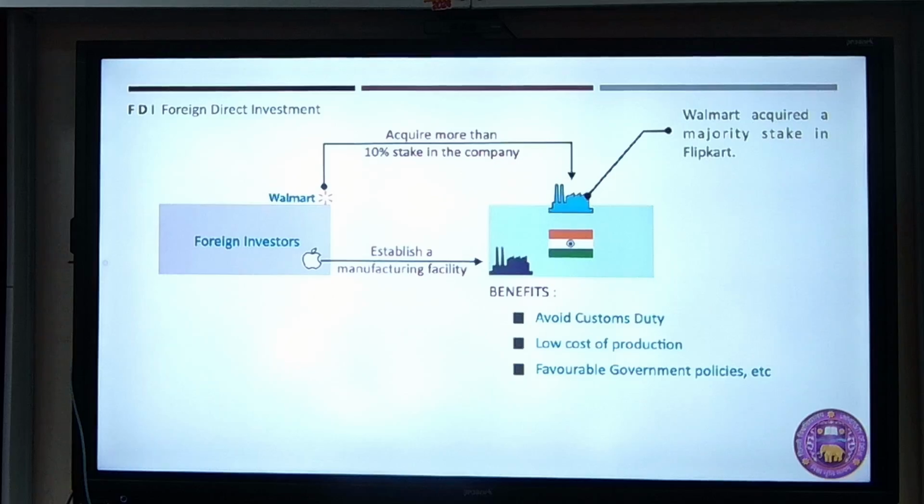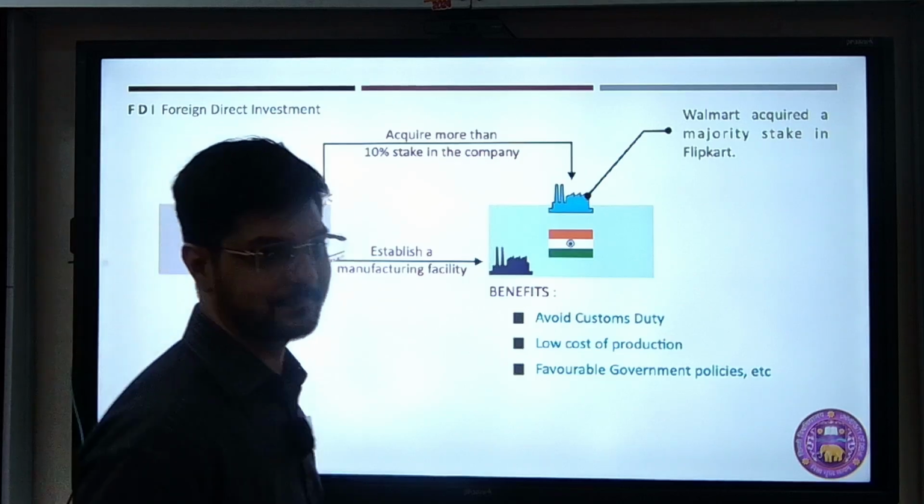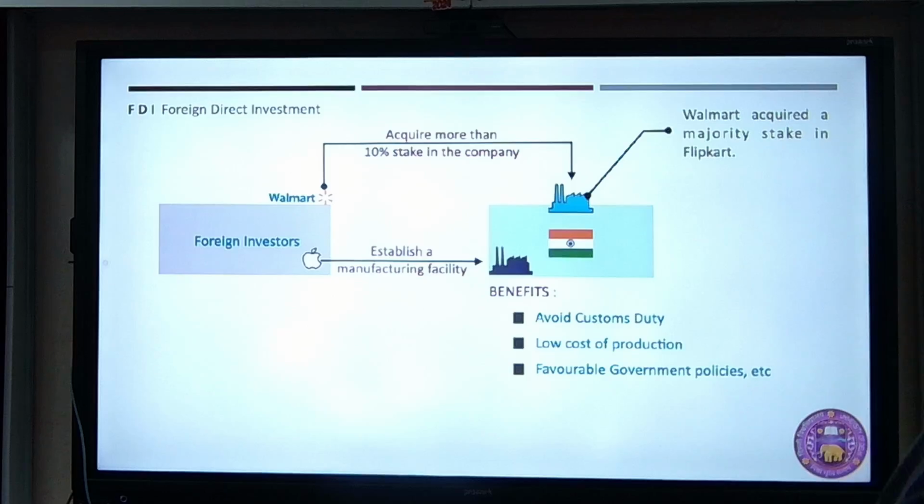So this is FDI: if a company acquires more than a 10% stake in another company, or if it establishes physical infrastructure or a manufacturing facility. Can you think of any other example apart from Walmart? Walmart acquired a stake in Flipkart, that we all know. Any other example of FDI that you can think of? I just told you one example. Yes? Any example of FDI?